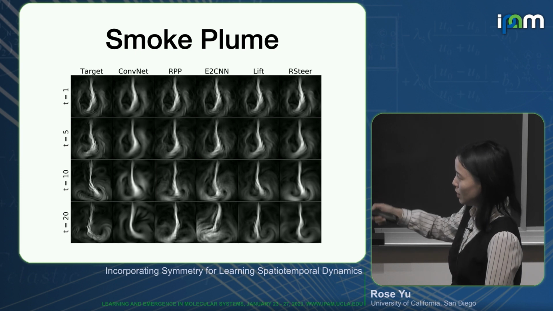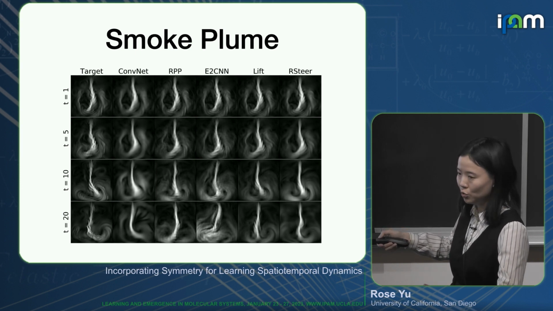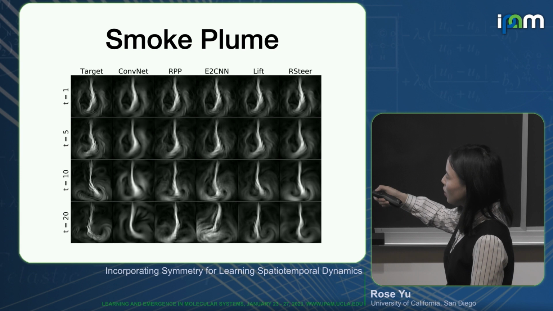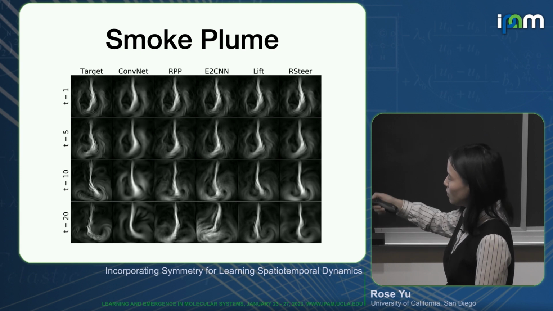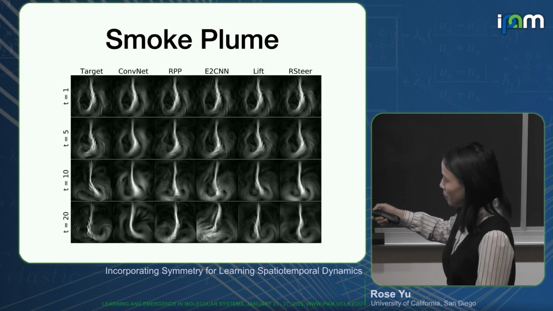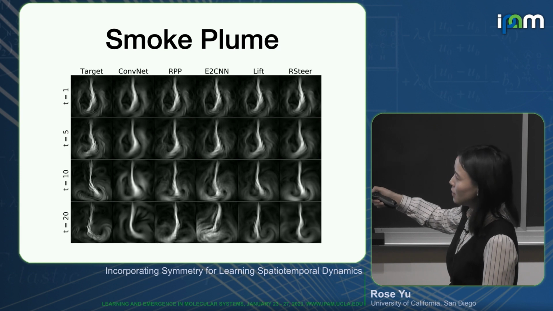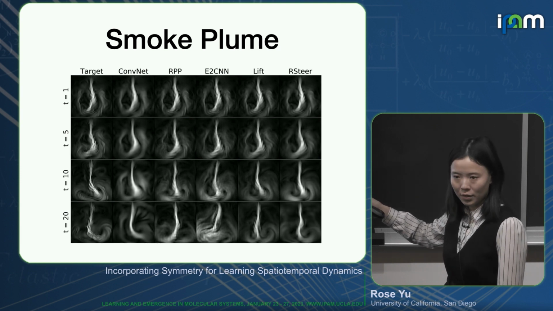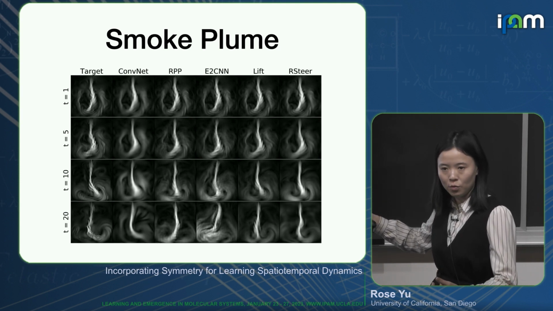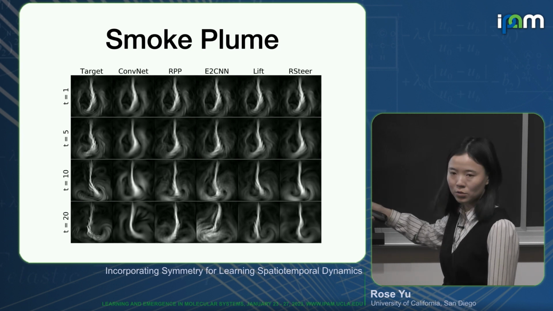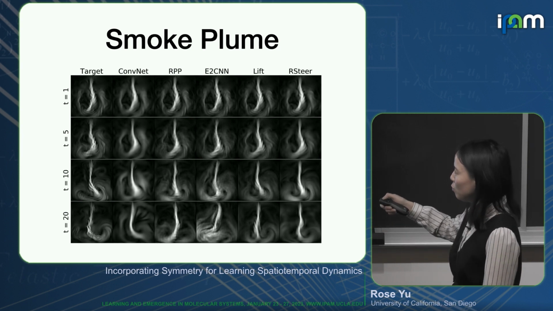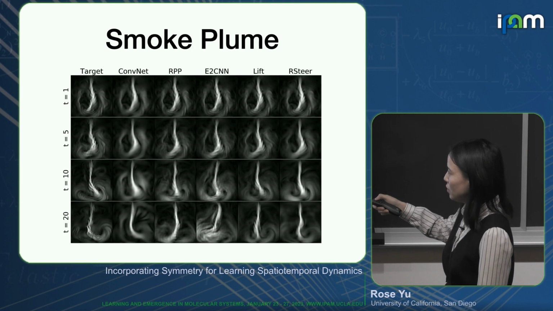So the left column is the ground truth, which is what we wanted to predict. And then ConvNet is a baseline that we treat as having no symmetry, because this is actually not rotationally equivariant. Here we're looking at SO2, and ConvNet doesn't have SO2 symmetry built in. We treat it as a baseline without symmetry.